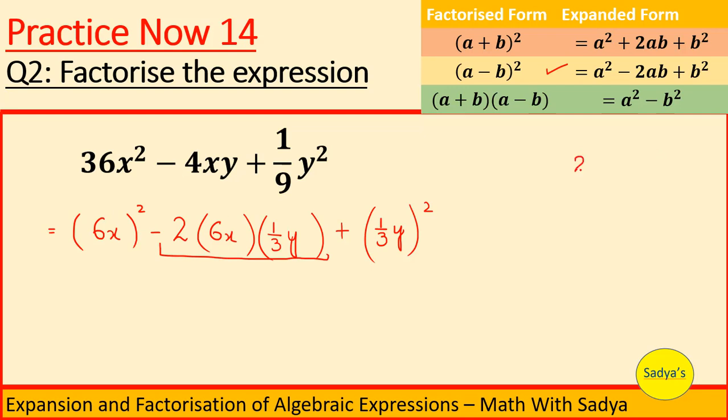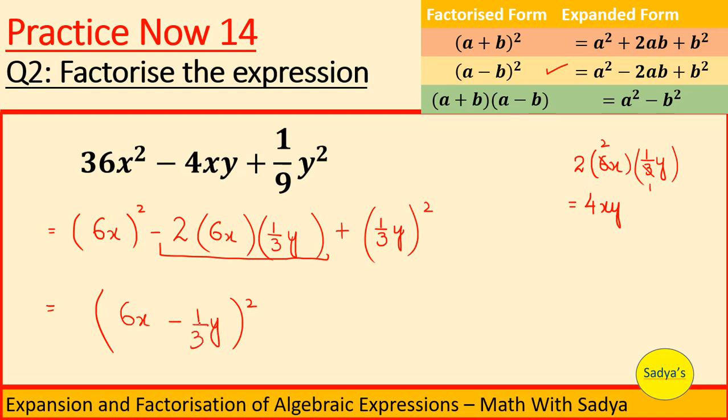Let's check here. 2 into 6x into 1 by 3y. As you can see, 3 ones are 3 and 3 twos are 6. This is equal to 2 twos are 4xy. This is what we required. So we can use the identity to write a square minus 2ab plus b square as (a minus b) whole square, where a is 6x and b is 1 by 3y.